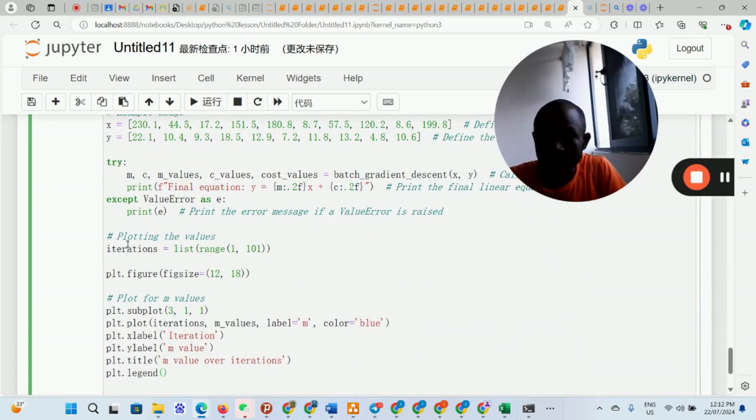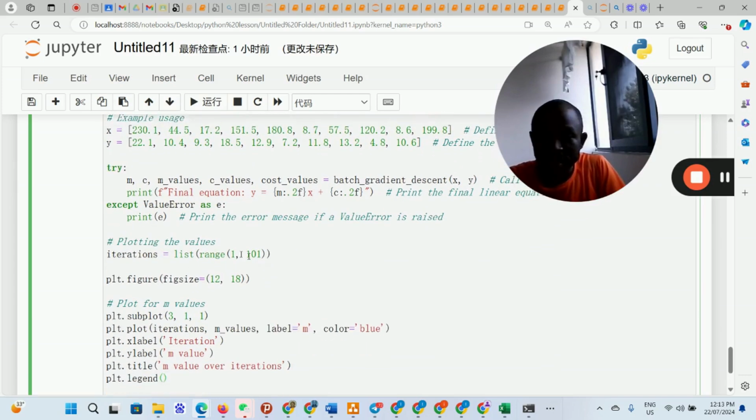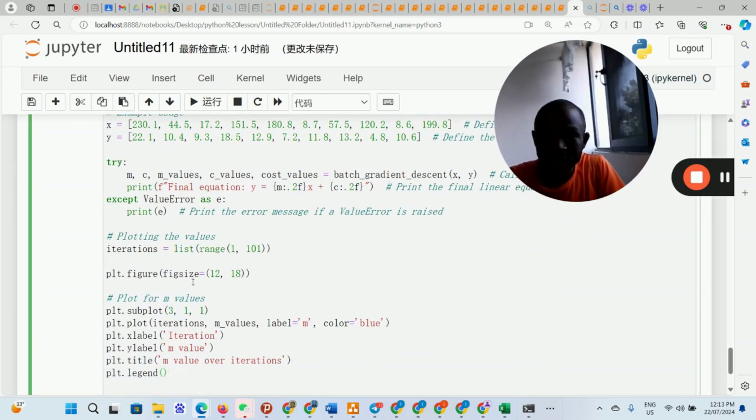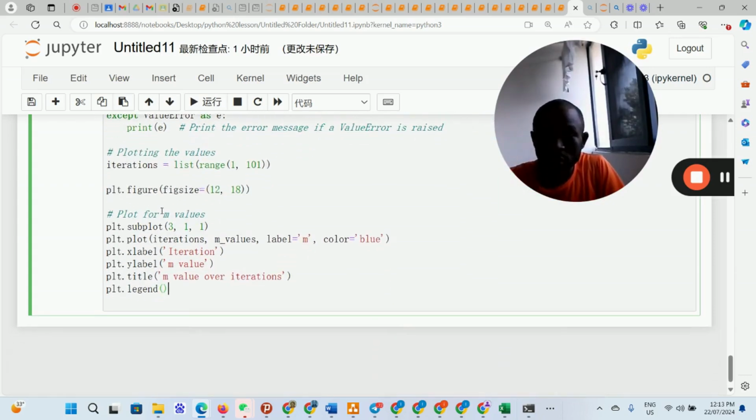Now later, what do we have to do? We have to plot the values. Iteration, the list ranging from 1 to 101. Yes. Then we plot with figure size 12 and 18. We have x and y, right? Then we plot for the m value. Plot the subplot of 3, 1, and 1. Plot the iteration against the m value, label m, and the color blue.